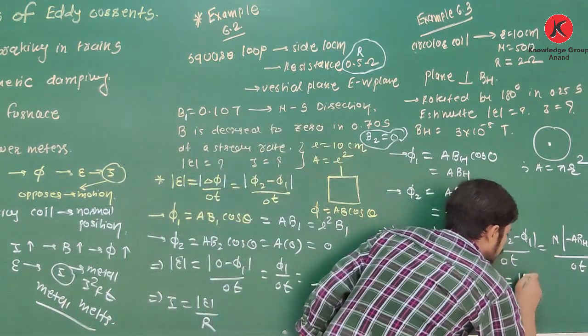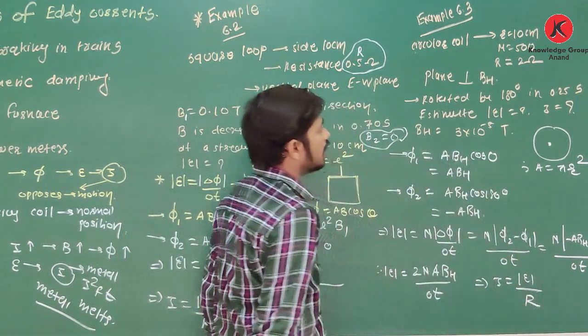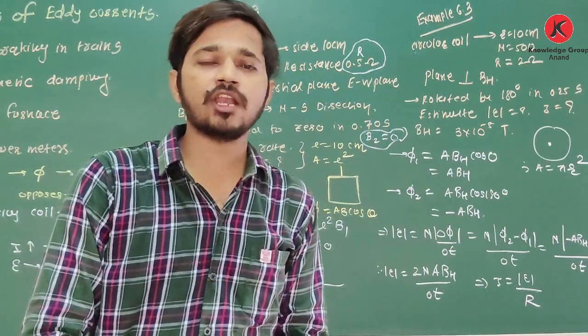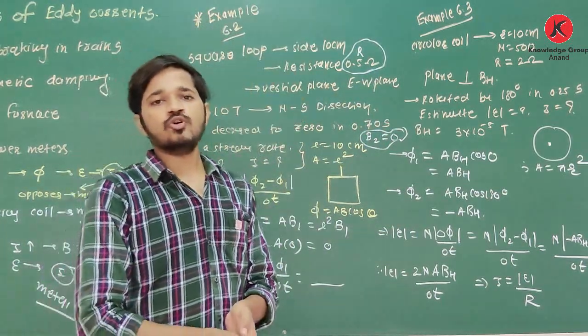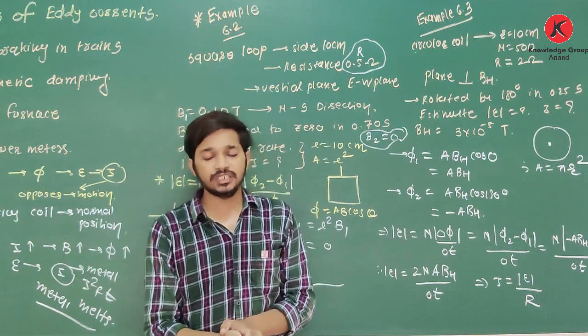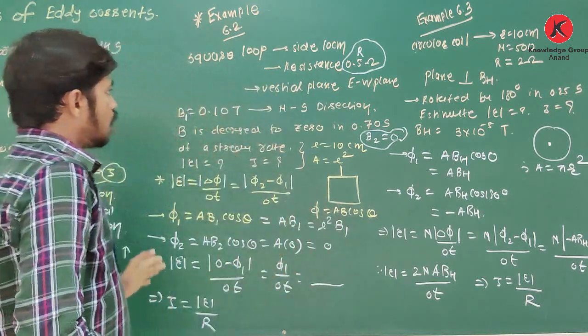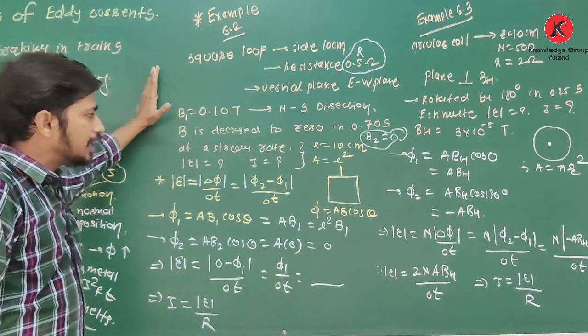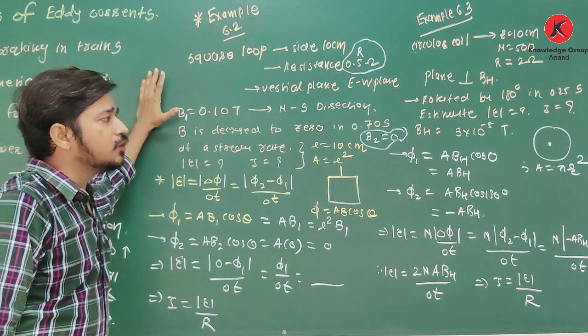Then I is equal to this mode E upon R, where R is the resistance of the coil, which is also given. Clear? So yes, here it is. What is the EMF induced in the coil and what is the current induced in the coil?